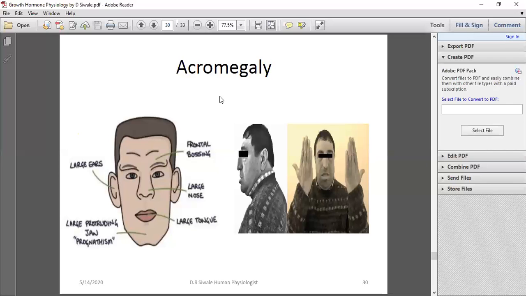The signs are predictable just by knowing the normal functions of growth hormone. You can predict the signs and symptoms just by knowing the normal functions of the growth hormone. That's what we need.